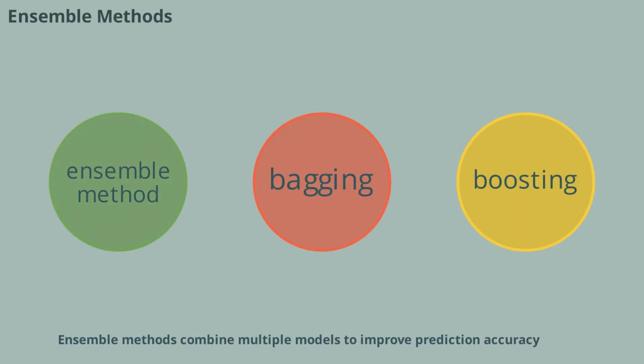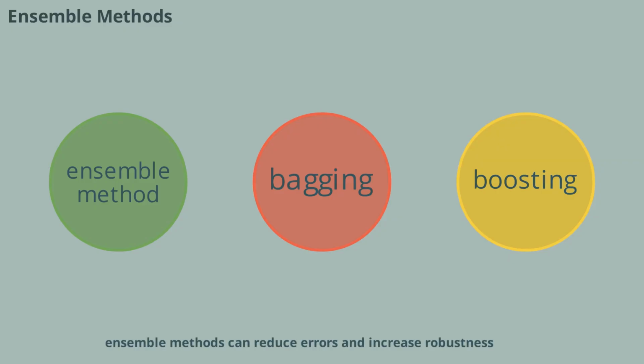Ensemble methods combine multiple models to improve prediction accuracy. Techniques like bagging, boosting, and random forests are popular ensemble approaches. By aggregating the predictions of several models, ensemble methods can reduce errors and increase robustness, often outperforming individual models.